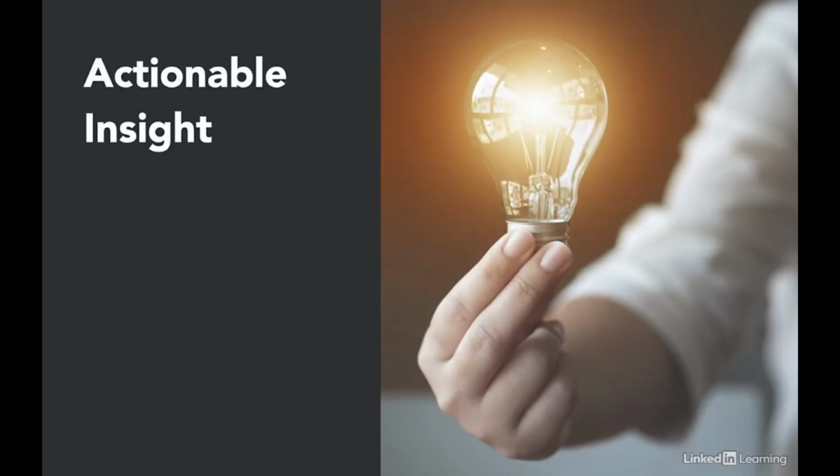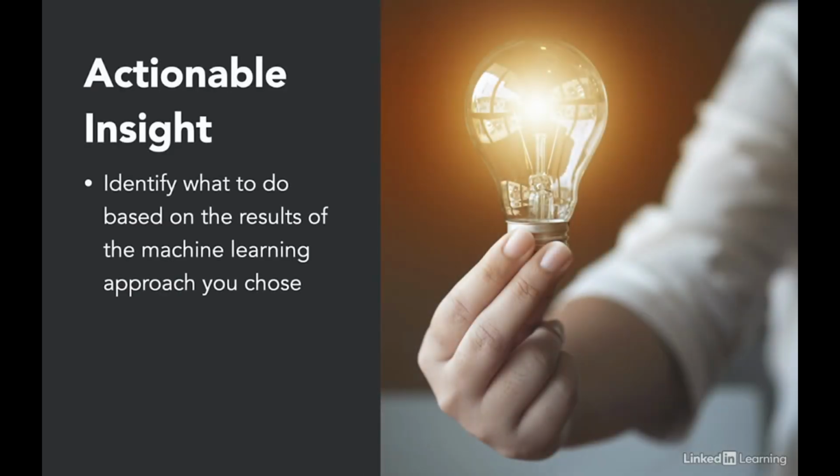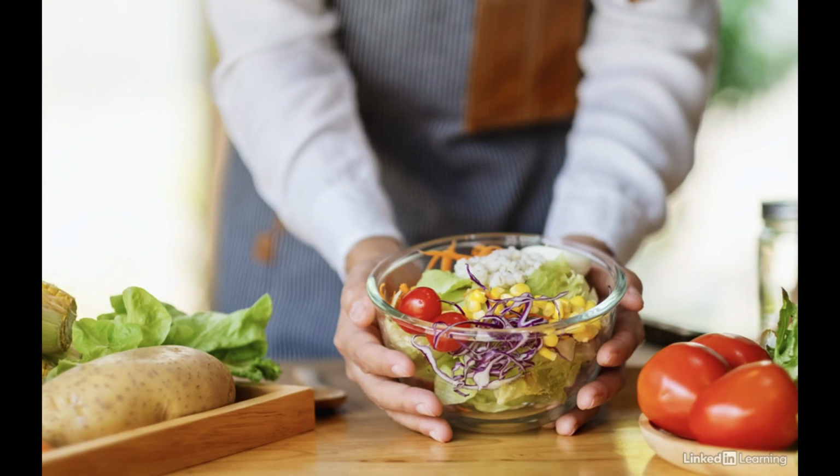This means identifying a potential course of action based on the result of the machine learning model. For supervised learning and reinforcement learning, this is the stage where we decide whether or not to deploy our model to production. In unsupervised learning, this is the stage where we decide what to do with the patterns identified by our model. As for our salad, this is when we decide whether or not to serve it.